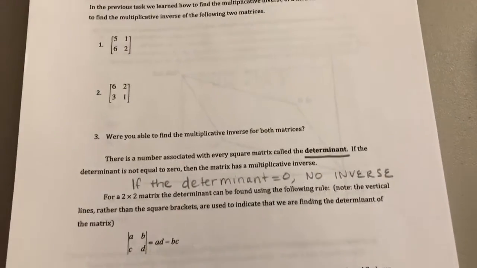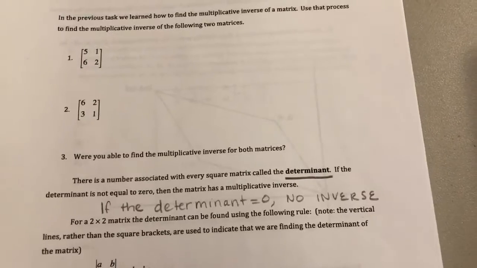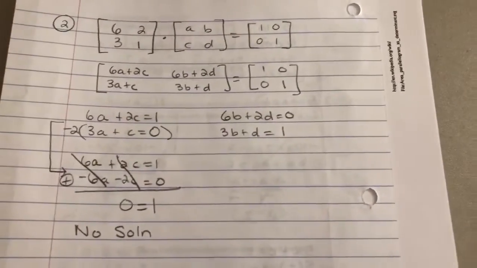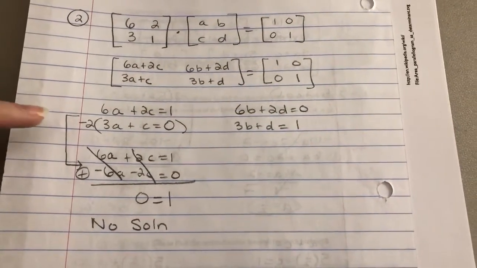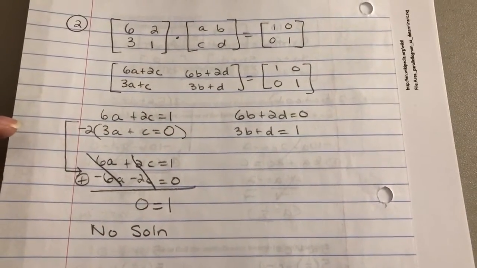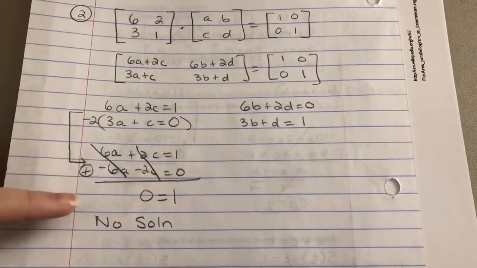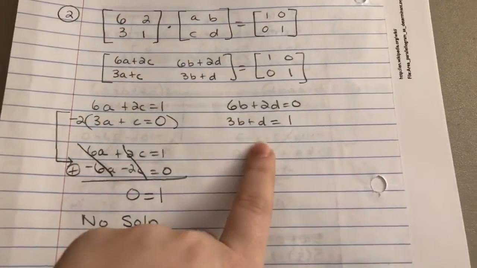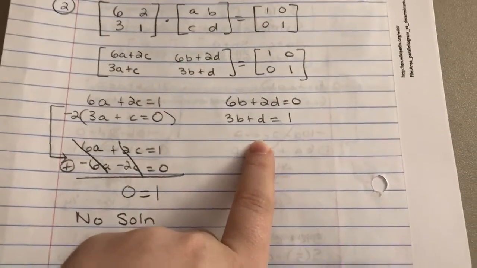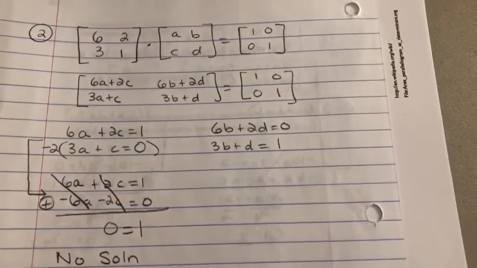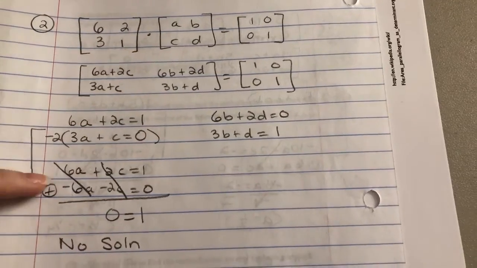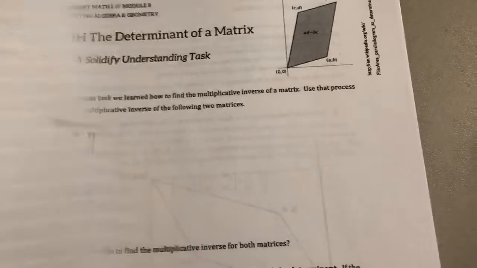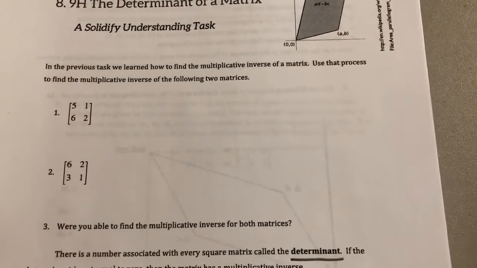However, when we go to the second problem, number two, and go through the same process, feel free to pause it if you want to take a better look, you're going to see that the first system comes out to be no solution. And if you go through the second system, the same thing happens. So because we're getting no solution, we should realize that the second matrix in number two actually has no multiplicative inverse.